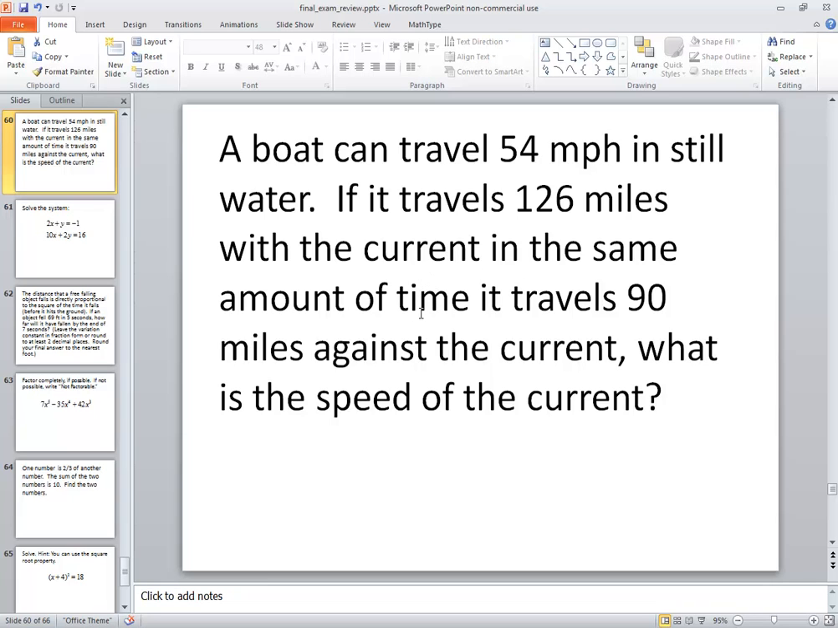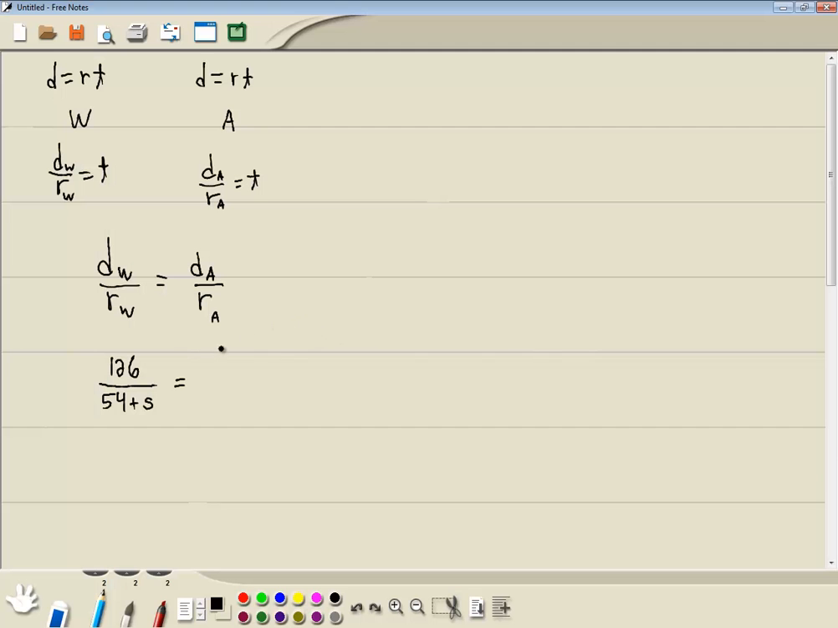Let's see, with the current in the same amount of time it travels 90 miles against the current. So this would be 90. And against the current, you take your 54 miles per hour minus the speed of the current, so minus s. Now my s's are horrible, so I'm going to change those to x's, but keep in mind what s represents, speed of the current. So we got 126 over 54 plus x equals 90 over 54 minus x.